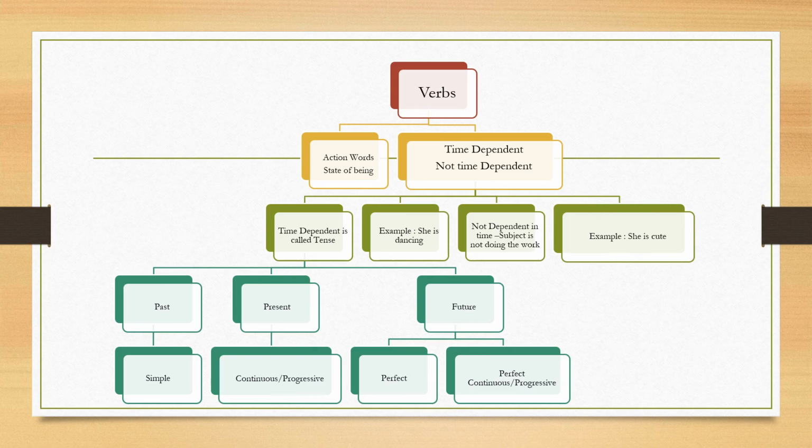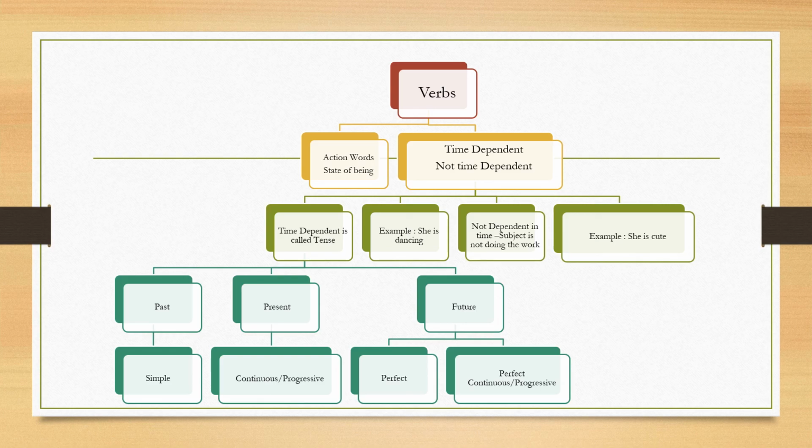This is a chart to understand verbs and tense. Verbs are action words and state of being which are dependent and not dependent on time. Verbs that are dependent on time are called tenses. For example, she is dancing is time dependent, whereas verbs that are not dependent on time, that means the subject is not doing the work. For example, she is cute.